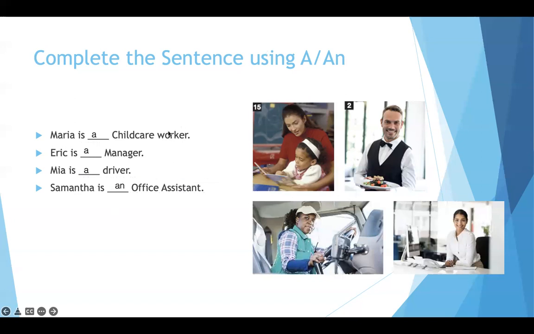I'll read the sentences one more time. Maria is a childcare worker. Eric is a manager. Mia is a driver. Samantha is an office assistant.